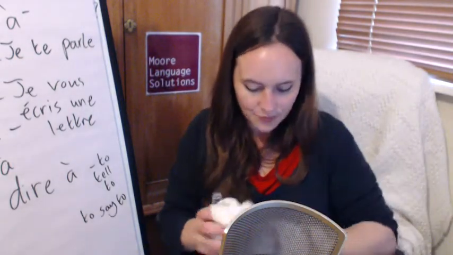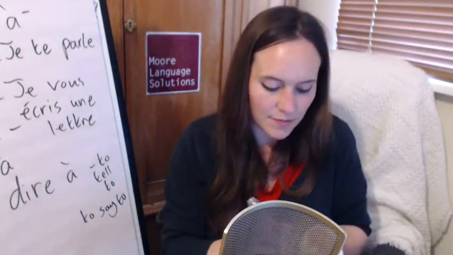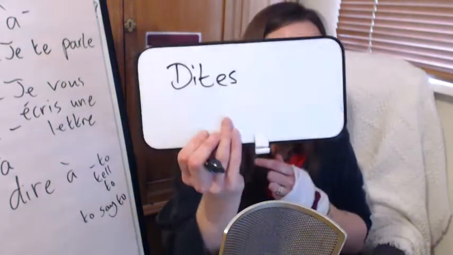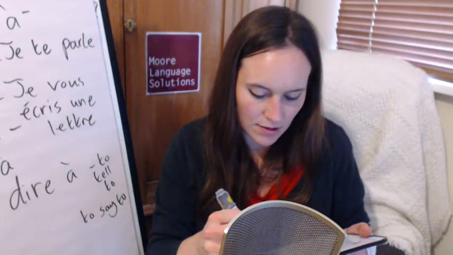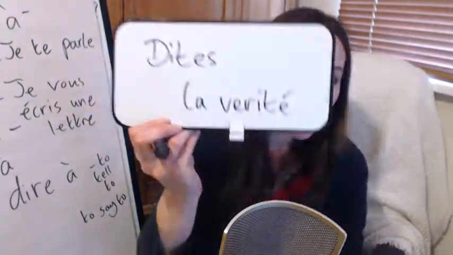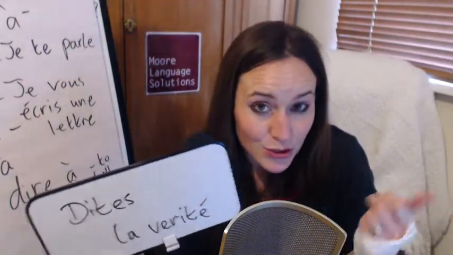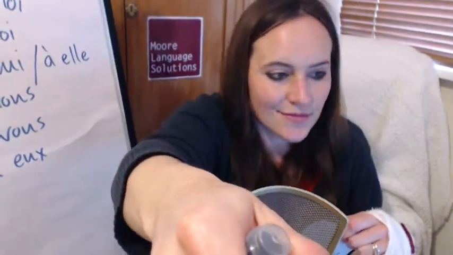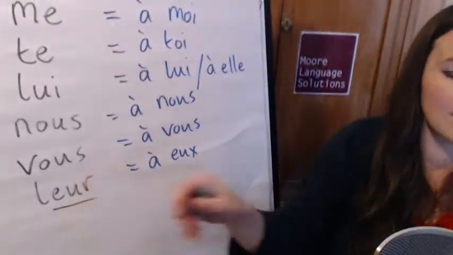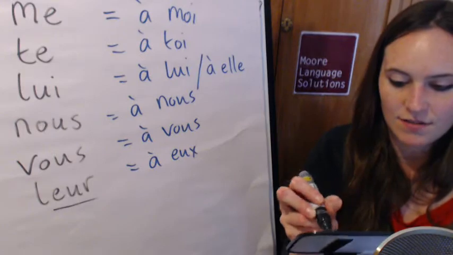Right? So first of all, you need to use the verb dire in the vous form, which is dites. Then we need the word for the truth, which is la vérité. Dites la vérité is like tell the truth. But if you're saying tell to them the truth, do you remember what it was? To them? Leur.